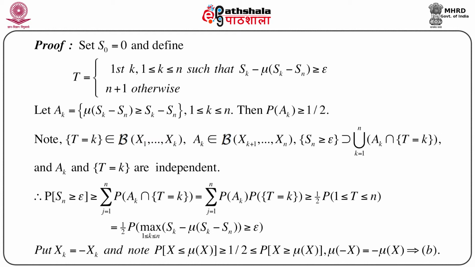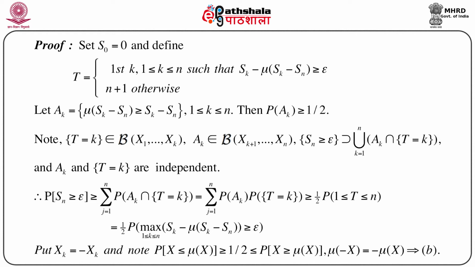Now since A_k and T equals k, these two events, are independent, we can immediately write the probability of A_k times the probability of T equals k, summed over k equals 1 to n. Now again we know that the probability of A_k is greater than or equal to half, so immediately we can replace the probability of A_k by half, so that there will be a greater than or equal to sign: half times the summation of the probability T equals k for k equals 1 to n, which is equal to the probability 1 less than or equal to T less than or equal to n.